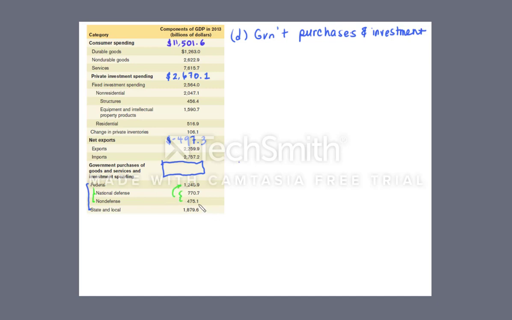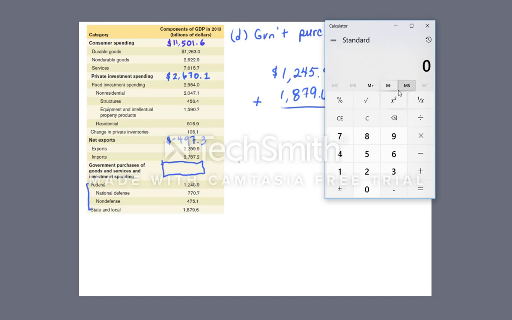I'm going to take that away and just do the easiest calculation, given what we have, which is to add federal investment, 1,245.9 billion US dollars, and the state and local investment, 1,879.6 billion US dollars. So here I have 1,245.9 plus 1,879.6, which gives me 3,125.5 billion US dollars. So I'm going to put that over here.